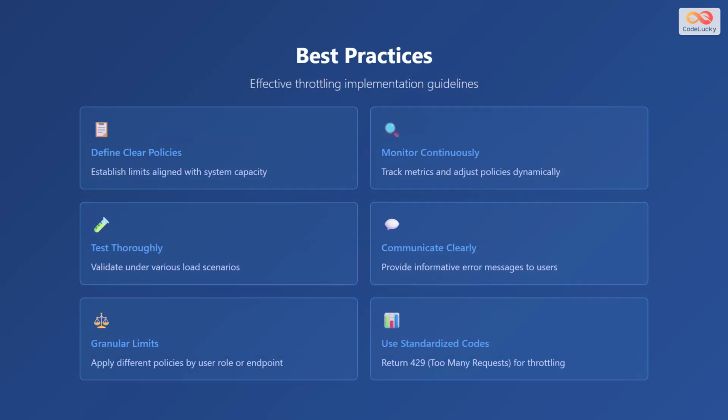To implement throttling effectively, follow these best practices. First, define clear policies that align with your system's capacity and business requirements. Second, monitor your system continuously and adjust policies based on real-time data. Third, test throttling thoroughly under various load conditions. Fourth, communicate clearly with users through informative error messages when throttling occurs. Fifth, apply granular limits that vary by user role or specific endpoint. Finally, always use standardized HTTP error codes like 429, which means too many requests, so clients understand why their request was rejected.